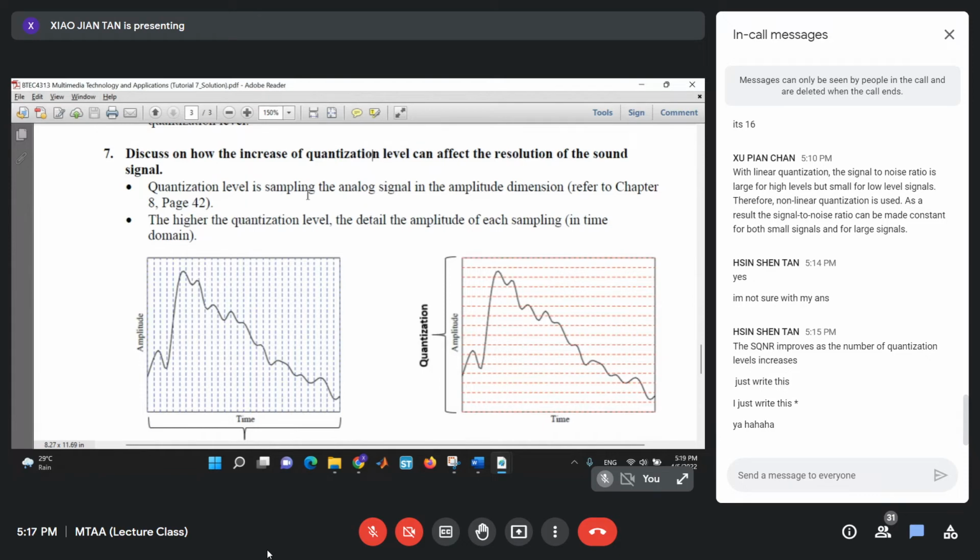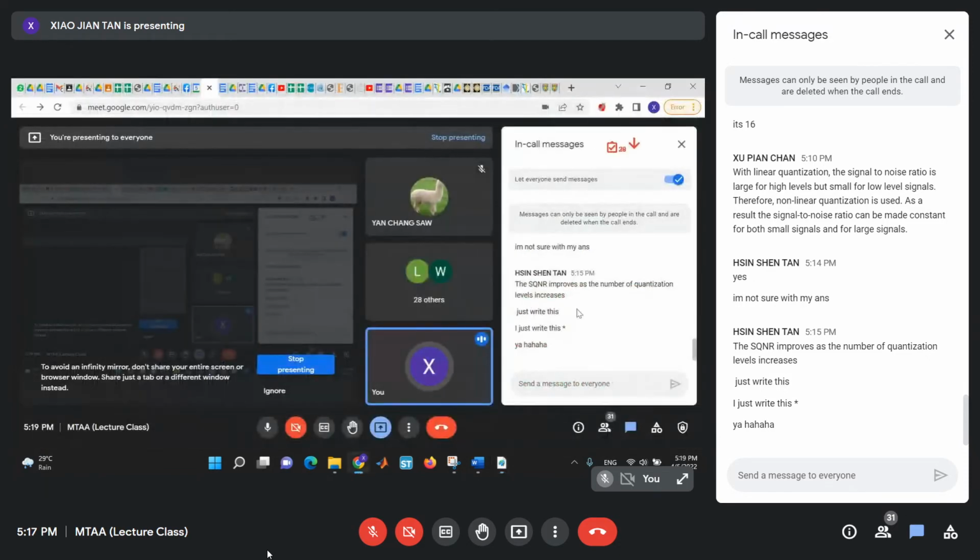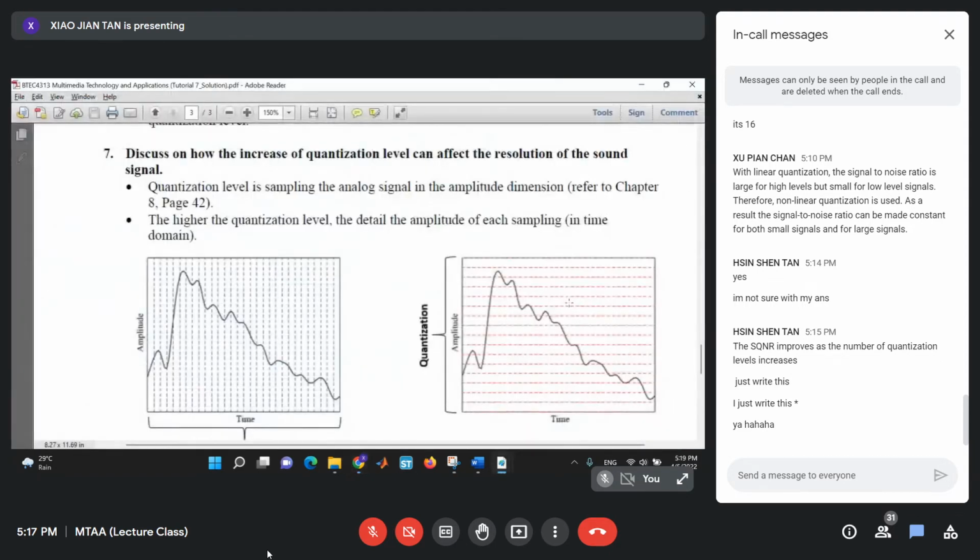Quantization level is sampling the analog signal. Yeah, this is my answer. Okay, let me check again. Answer: SQNR improves as the number of quantization levels increases. Number of quantization levels increases, SQNR increases. Okay, the question is asking to discuss how the increase of quantization level can affect the resolution. Okay, resolution.